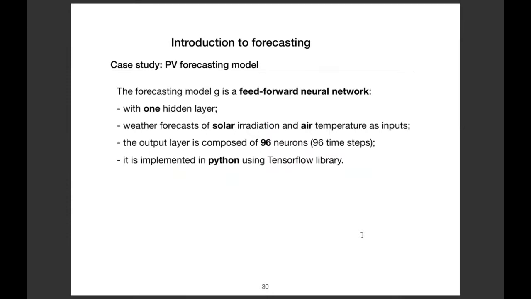The output layer of the neural network is composed of 96 neurons because we are trying to forecast the PV generation for the next day. And the next day is discretized with a time resolution of 15 minutes. So you have 96 quarters in a day, so you want to produce 96 points of PV generation. And it is implemented in Python using the TensorFlow library.